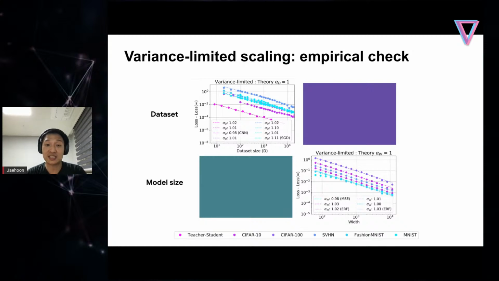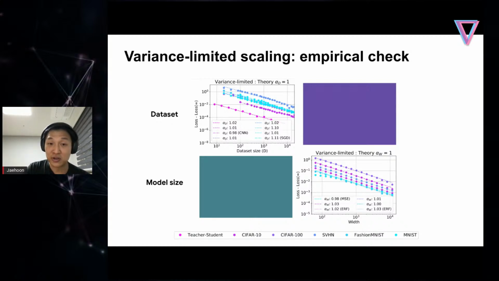Here, we empirically tested the variance-limited scaling for a variety of architectures and datasets. You can observe the universal and simple dataset-independent variance-limited scaling exponent of 1 on these plots. The predicted scaling of 1 with respect to dataset size D or width W can be observed for varying choices of dataset, model, and loss type. Also, since the actual number of parameters scales quadratically with the width, this would lead to exponents of 1/2 with respect to the number of parameters.